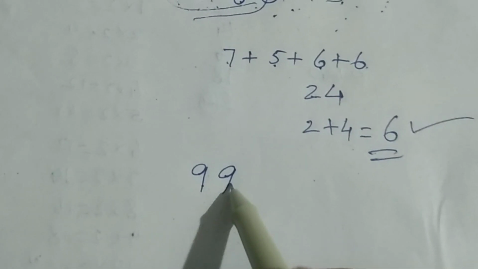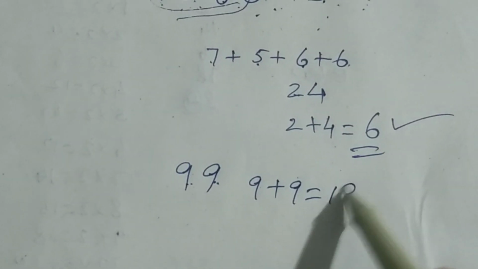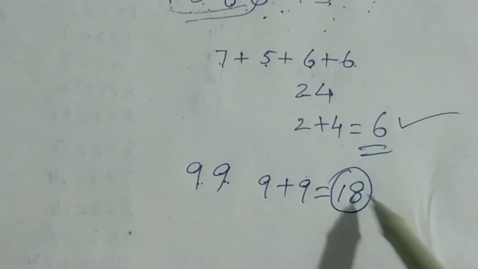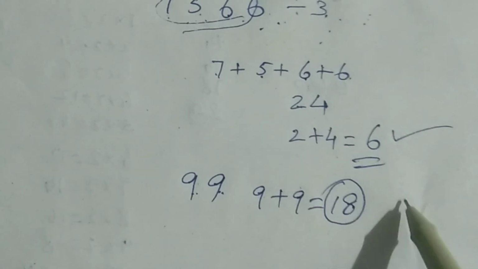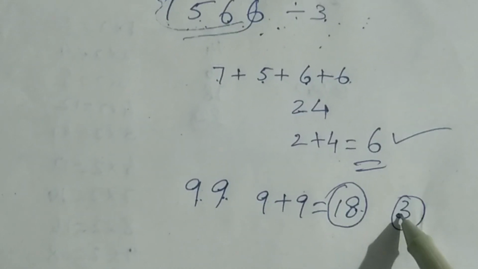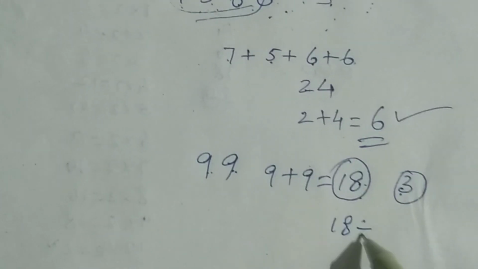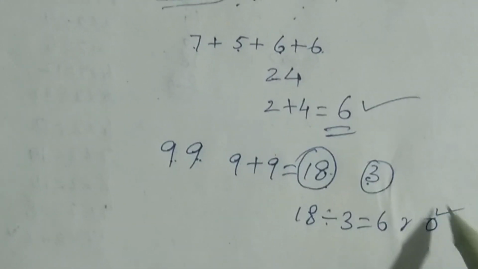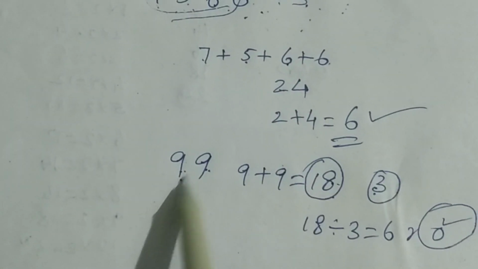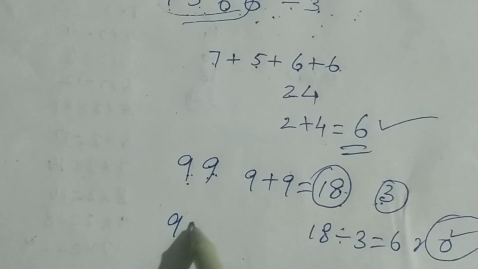We can check another number, 99. We can add 9 plus 9. What's the answer? 9 plus 9 is equal to 18. We can see 18 is present in the multiplication table of 3. So 18 is exactly divisible by 3. When we are dividing 18 by 3, the answer is 6, remainder 0. So when we are dividing this 99 by 3, we will get 0 as the remainder.